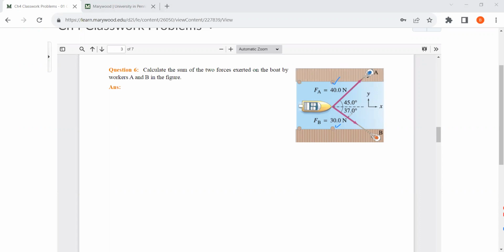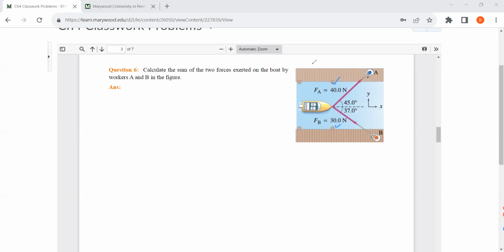Now it's basically very similar to the vector addition problem you learned in chapter 3. So let's apply the same technique and solve this problem. So when we have two forces, if they are not along the x-axis or along the y-axis, we have to break them into their components and then follow the rule that we already learned in the last chapter.